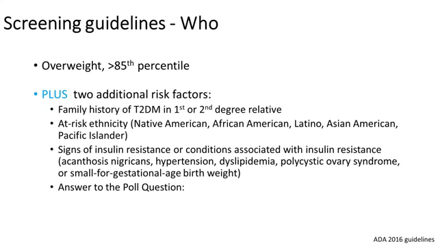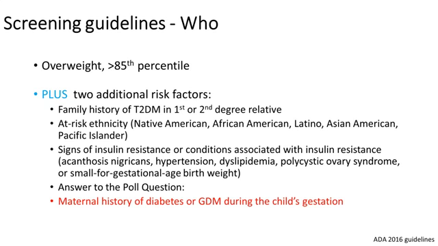And the answer to my poll question: with a maternal history of diabetes, if mom has gestational diabetes during that child's gestation, that child is at risk for developing type 2 diabetes.